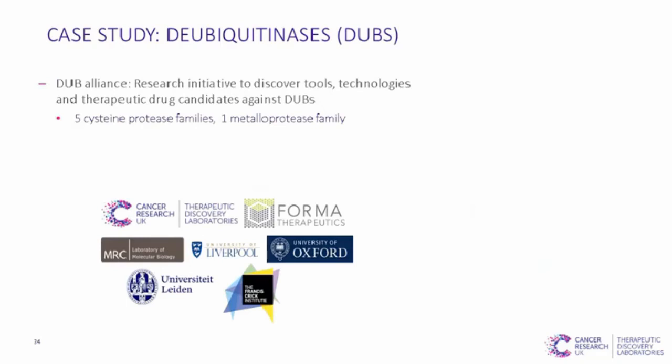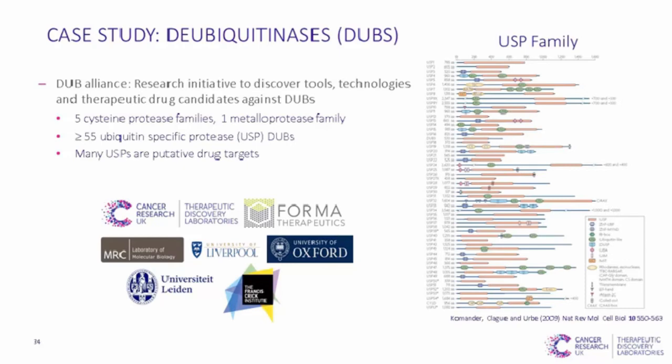We've applied these techniques to the field of deubiquitinases. At Cancer Research UK Therapeutic Discovery Laboratories, we're part of the DUB Alliance, which is a research initiative to discover tools, technologies, and therapeutic drug candidates against DUBs. This is a superfamily which contains 5 families of cysteine proteases and 1 family of metalloproteases. We're particularly interested in the USP family, which stands for ubiquitin-specific proteases, as these contain many putative drug targets.